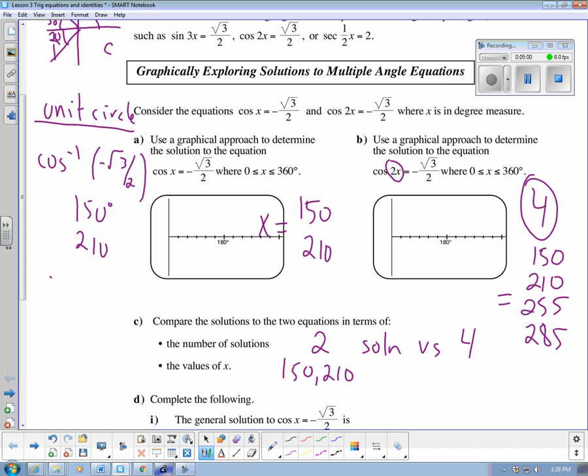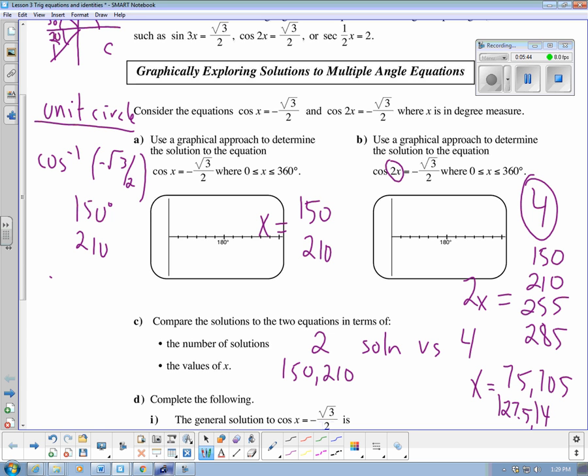And what is actually on the other side here? Is it x? What did I actually solve for? So now when I look at my answers, I have 4 answers, and I'm going to get the x answers by dividing by 2. X is really 75, 105, 127.5, and 142.5, which are 150, 210, 255, and 285 divided by 2.